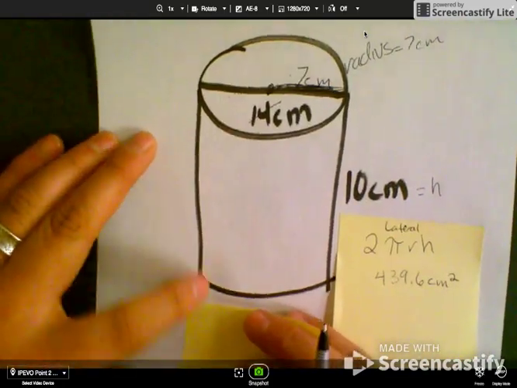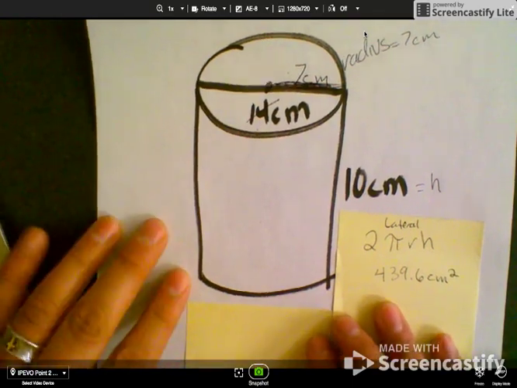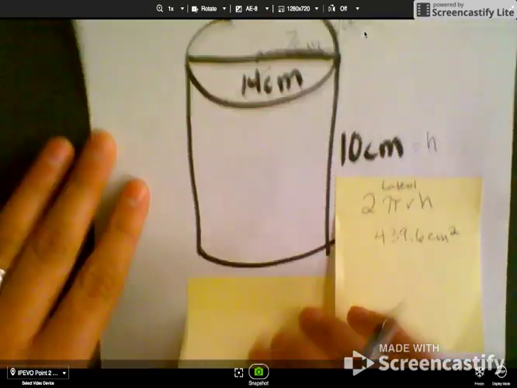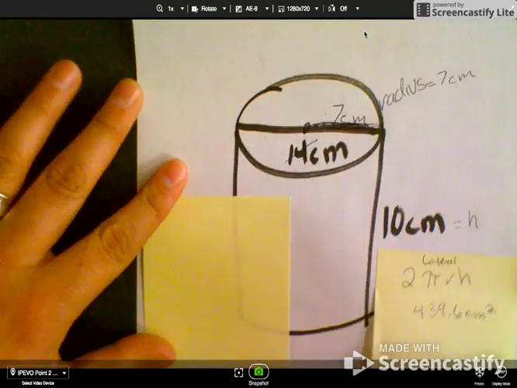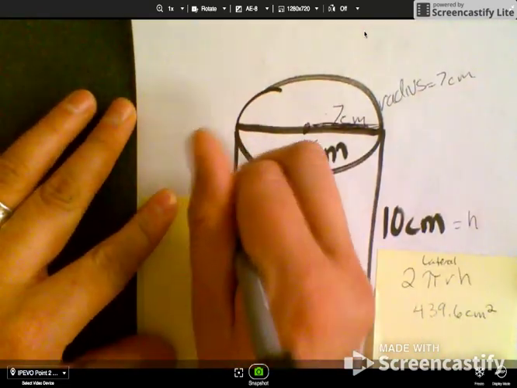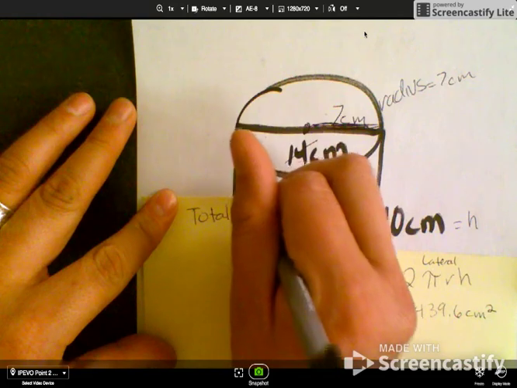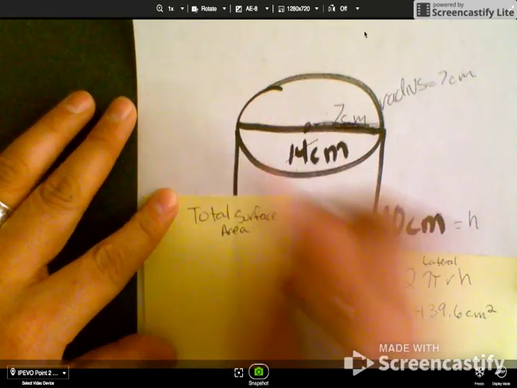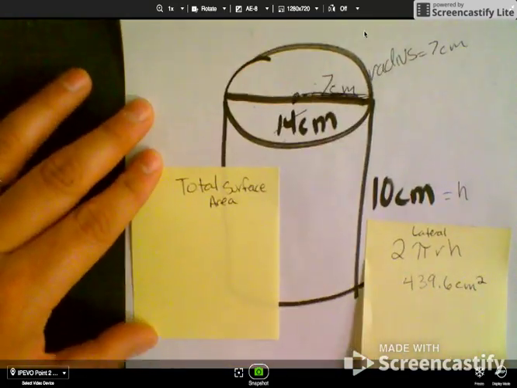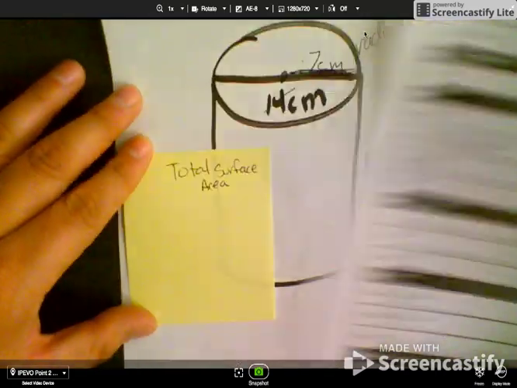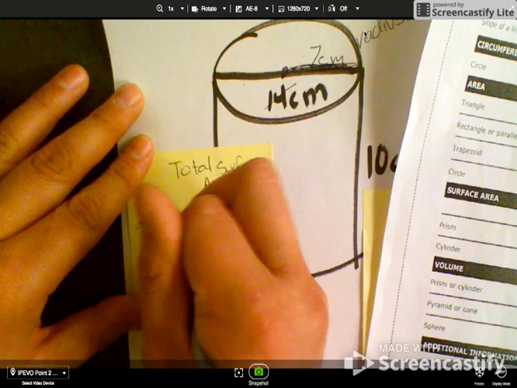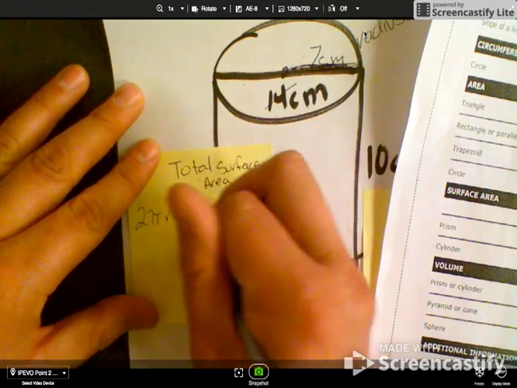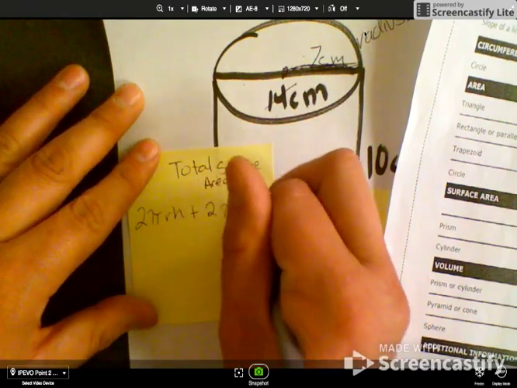We're going to go to total surface area, and I guess I'm going to put it right over here. So we're going to do total surface area. That formula is a little different. I go to the formula here. It's a little longer: 2 pi r h plus 2 pi radius squared.